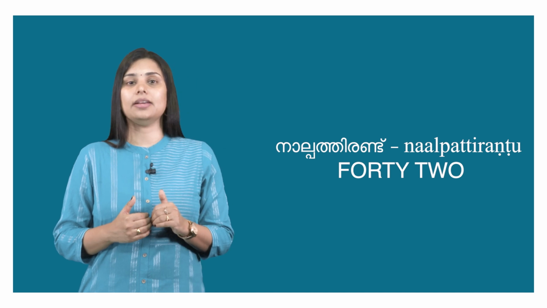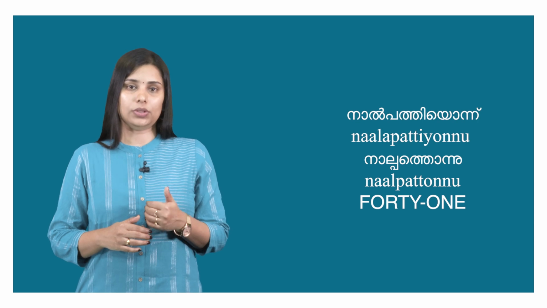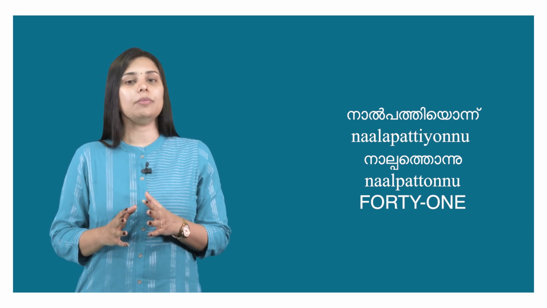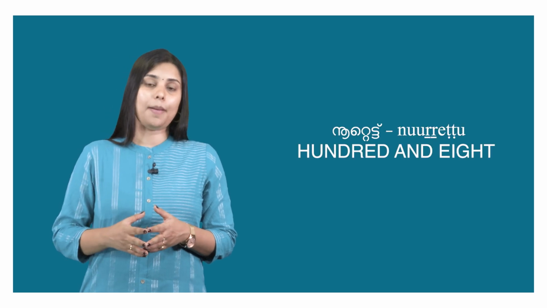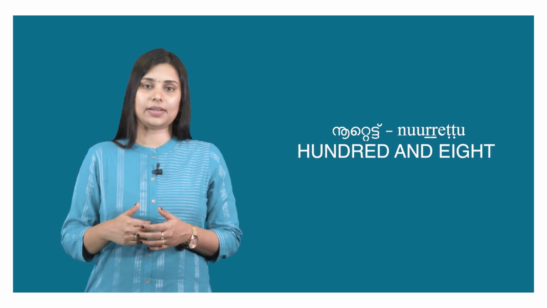34, 42. Before a vowel beginning, numerals either patti or path is added and we get 41. Both mean the same, 41. The word for 100 is 100 and its other forms are 100 and 100. For example, 108.